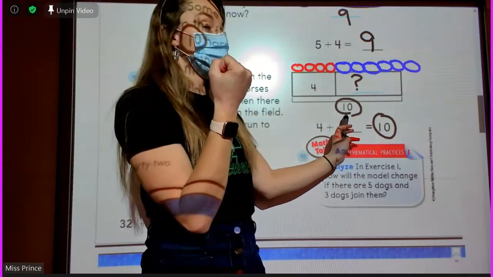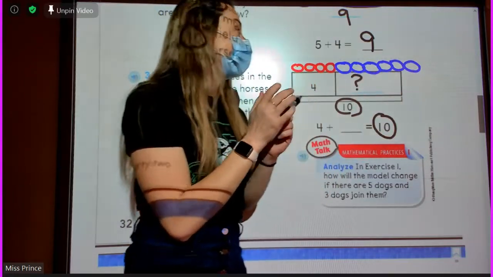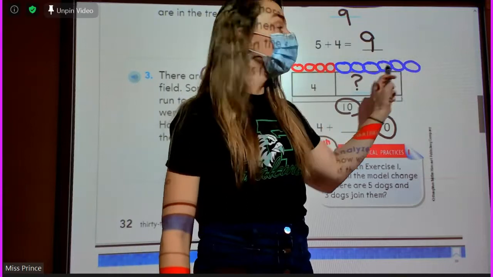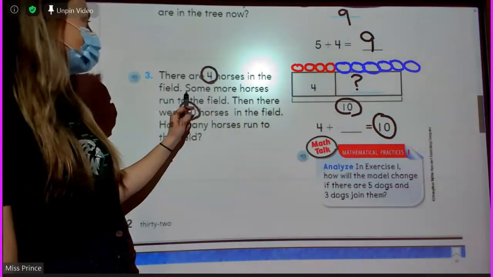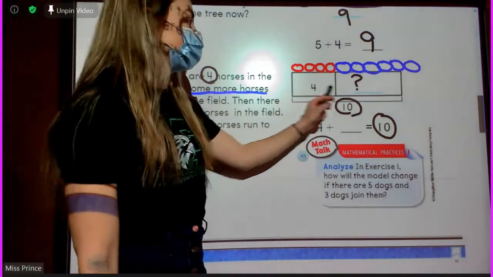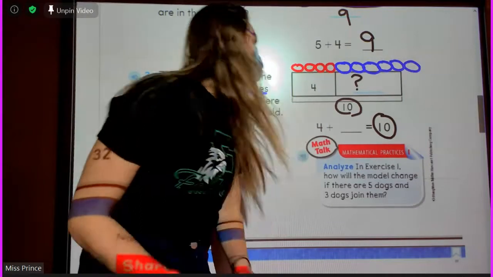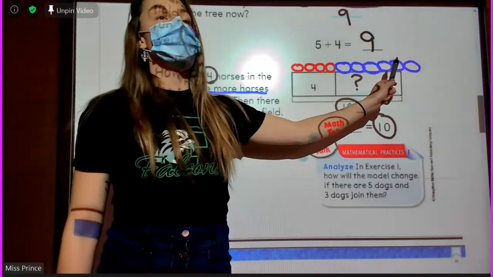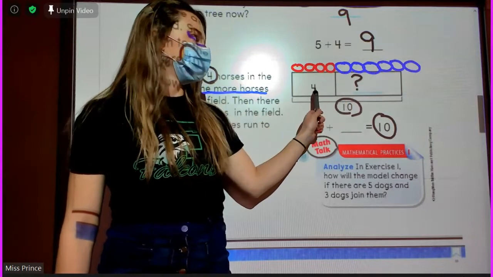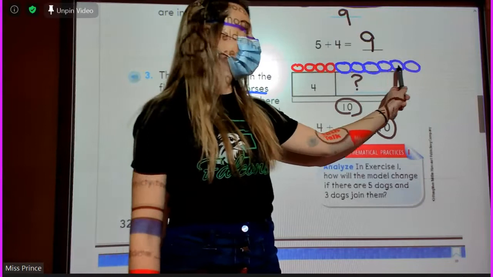We want 10 all together. 4 are red. The rest are blue. We need to count our blue to figure out our mystery number, and that's going to tell us the some more horses. That's our mystery. Okay. We're adding these up. Remember, we're not counting 10 plus 4. We're counting 4 plus mystery.